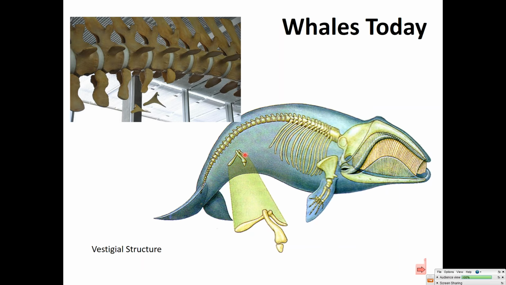Not their feet, their hips. Their hips. These are called vestigial structures. These are structures that are no longer useful in the organism but were fully functional in its ancestors. So it's hips. Whales and other marine mammals have lost their hind limbs. But there are still little tiny hip bones in there that haven't completely disappeared.